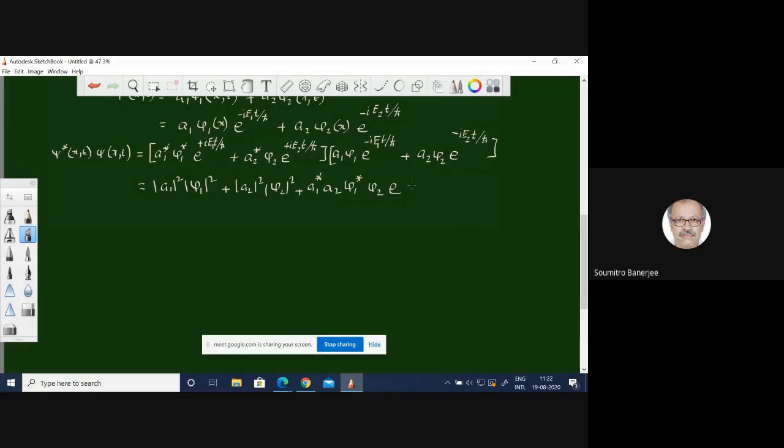Okay, so this will be e to the power i(E1 minus E2)t by ħ. That's the first term, and the second term will be plus A2* A1 ψ2* ψ1 e to the power i(E2 minus E1)t by ħ. See, these two terms survive, and therefore time dependence survives.